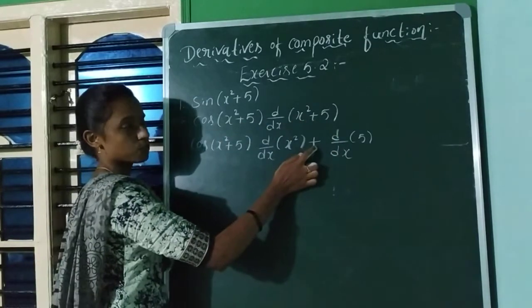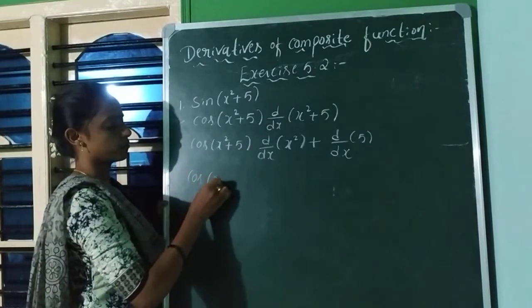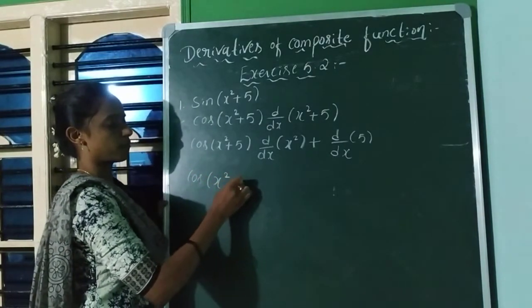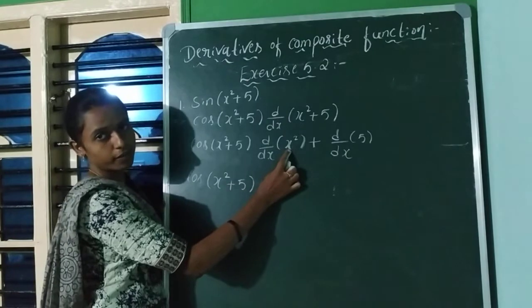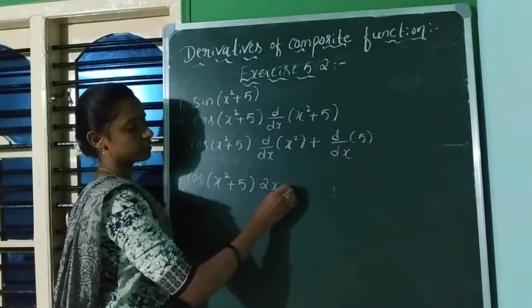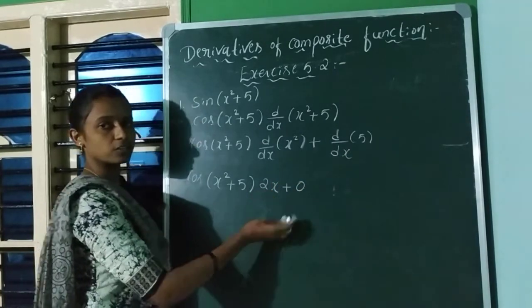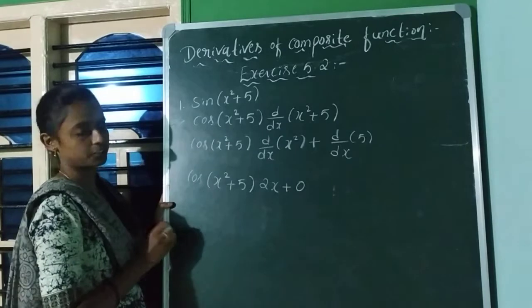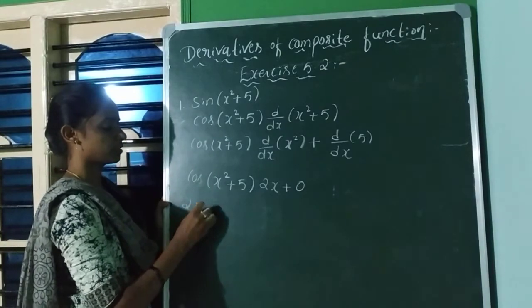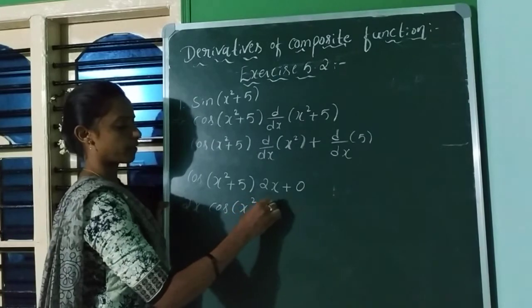So I just make use of that. Okay, so now cos of x squared plus 5. Derivative of x squared is 2x. Derivative of a constant is 0. So write the variable and a constant first, then write the function. So here is the 2x into cos of x squared plus 5.